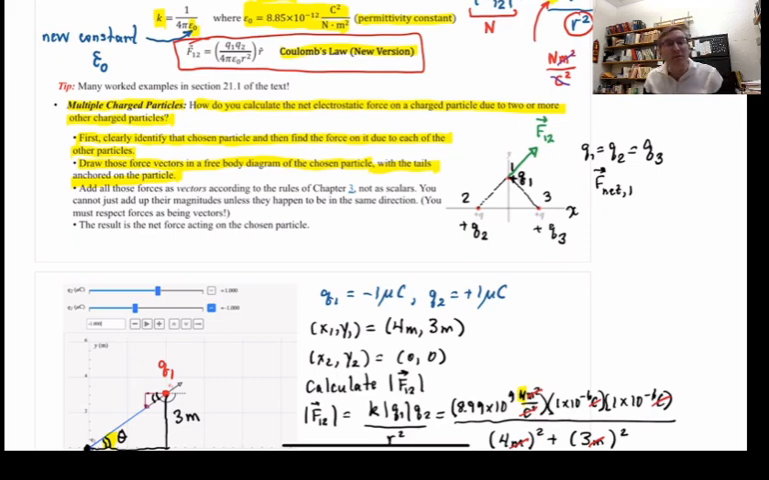Now there'll be a force on 1 due to 3. I want you to sketch that one too. Do it first on your own, please. Pause the video, do it carefully, and then come back.